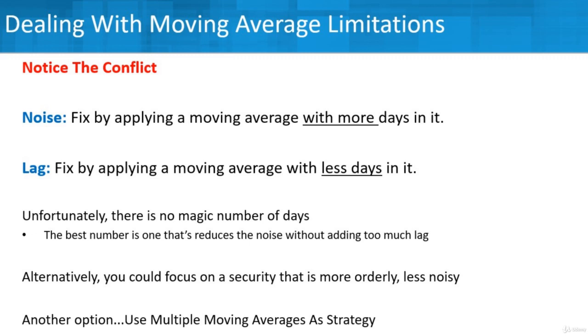And then there's another option, which is that you could use multiple moving averages as a strategy. And we're going to talk about that next. We're going to talk about that strategy where you're not looking at when the price crosses over and dealing with those limitations. You're going to look at when moving averages cross over each other. So let's take a look at that in the next lesson.